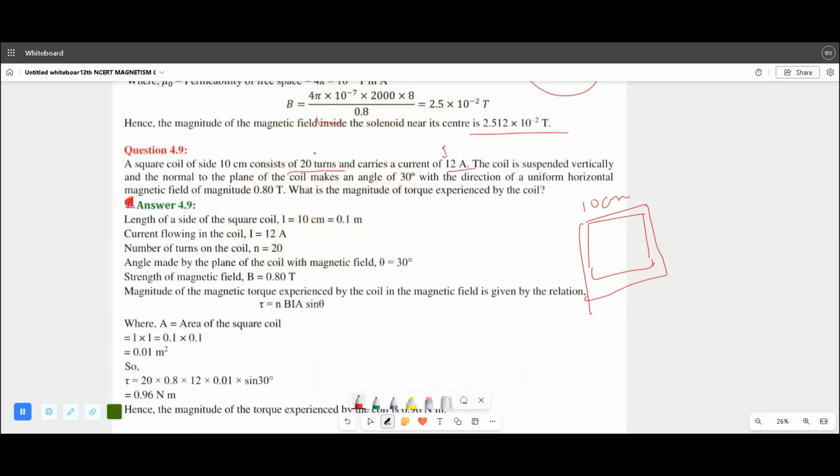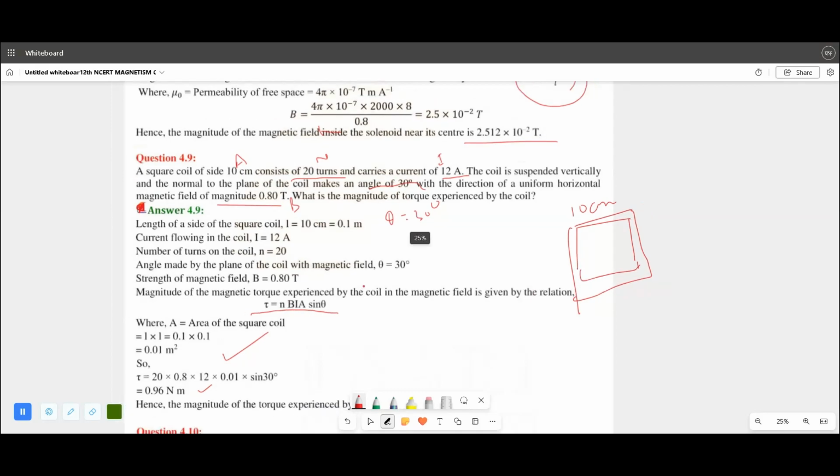So you have I, you have N, and you have A, all three available, right? And it makes an angle of 30 degrees, so that is sin theta. So theta is 30 degrees, right? With the direction of the uniform horizontal magnetic field of magnitude 0.80. So you have B also. Here your B has come. So you have B, N, A, I and theta as well. Now you know the torque is equal to NBIA sin theta, right? We'll put these values and arrive at the torque. Torque is equal to 0.96 newton meter. Okay, so a very easy question, I would term it.